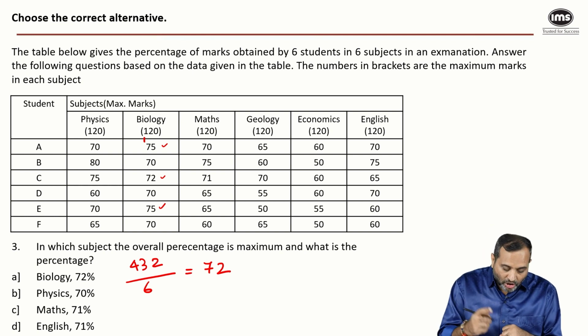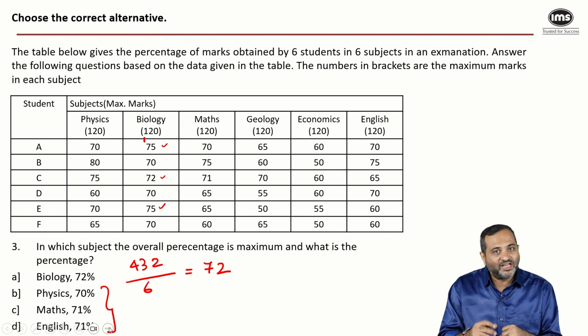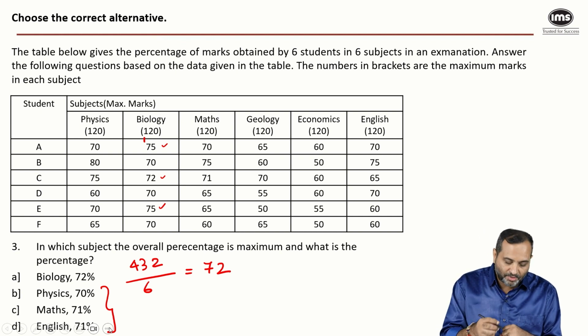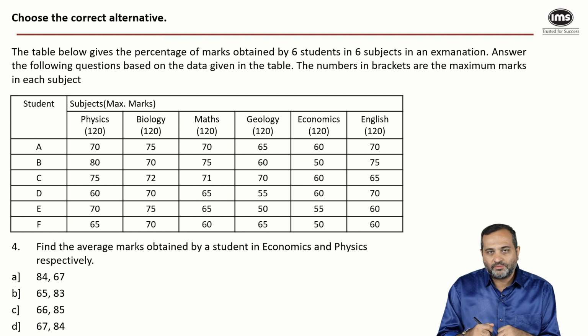And if you look at the other options, none of the other options are greater than 72. Hence, there is absolutely no need to do any calculation further. I can definitely say that biology has the maximum percentage and that maximum percentage is 72. Hence, my answer is option A. Let's look at the next question.